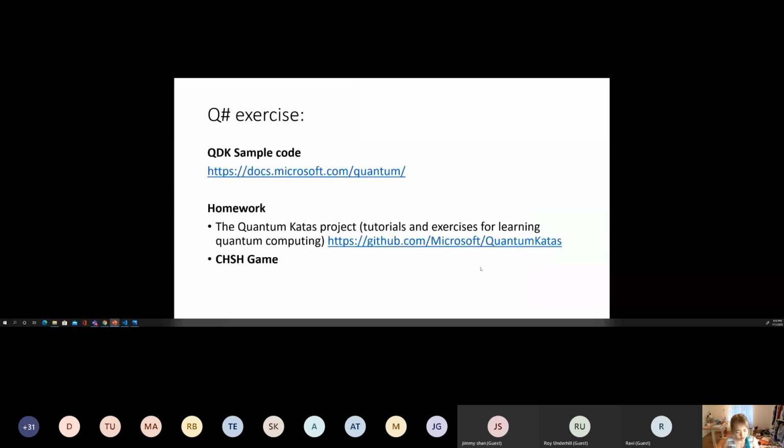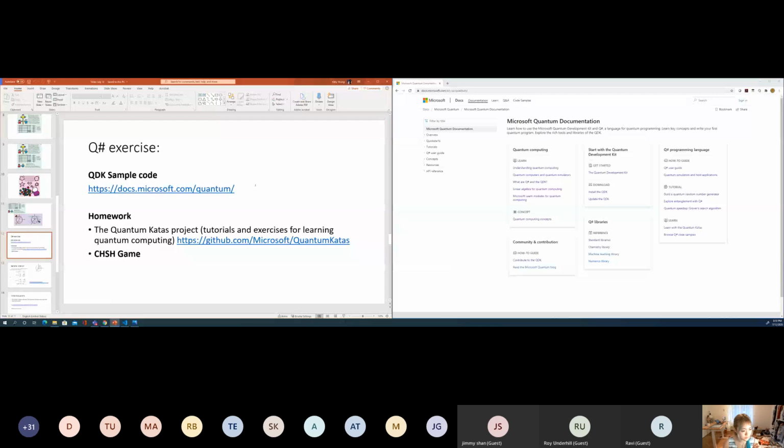So let's take a look at the code that hopefully helps too. The Q# exercise we're going to use today is on the QDK sample code. We're not going to do the katas, but we do have a CHSH game, so I will leave that to you as a piece of homework. Let's look at the sample code, and I also want to show you some other places you should look up for additional tutorials.